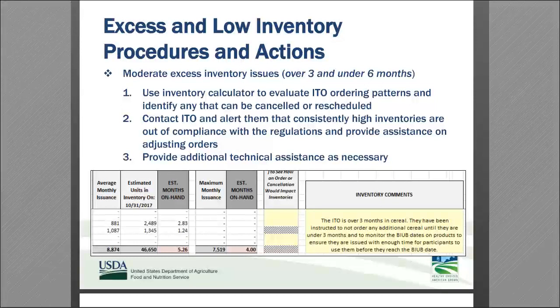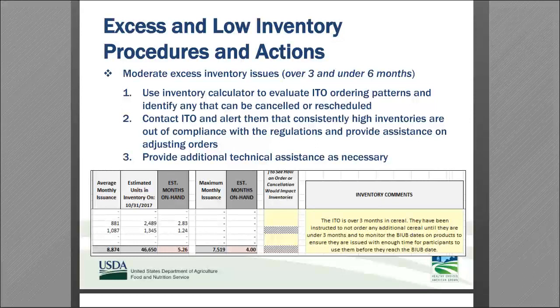For any food package categories over 3 months and under 6 months, you should use the inventory calculator to evaluate ITO orders and identify any that can be canceled or rescheduled. To do this, you may need to extend the calculator end date by a month or two and add in future months' orders to see if any need to be canceled. You should also contact the ITO to let them know that high inventory levels are out of compliance with the regulations and provide any technical assistance or assistance canceling orders as necessary.